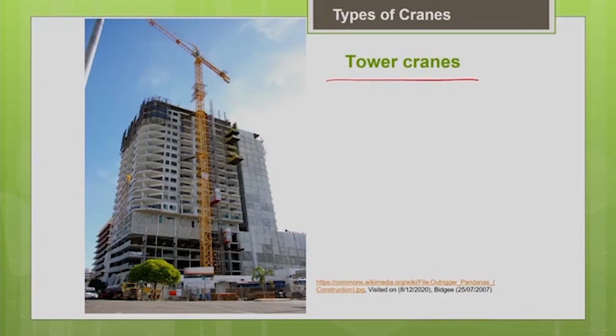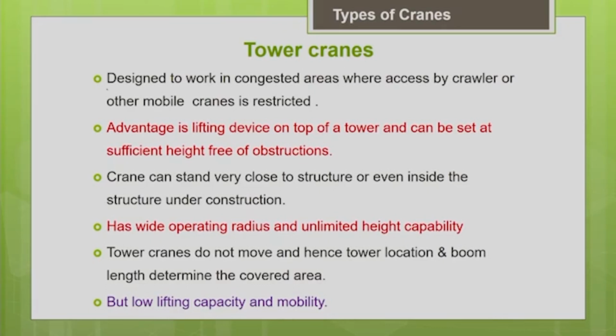You can also have a very wide working range with the tower crane, because you can place it very close to the structure, or even inside the structure. That facilitates a better working range, and it all depends upon the position of the tower. So let us see where this tower crane is commonly used. It is mainly designed to work in congested areas, where access by other mobile cranes like crawler mounted cranes is restricted.